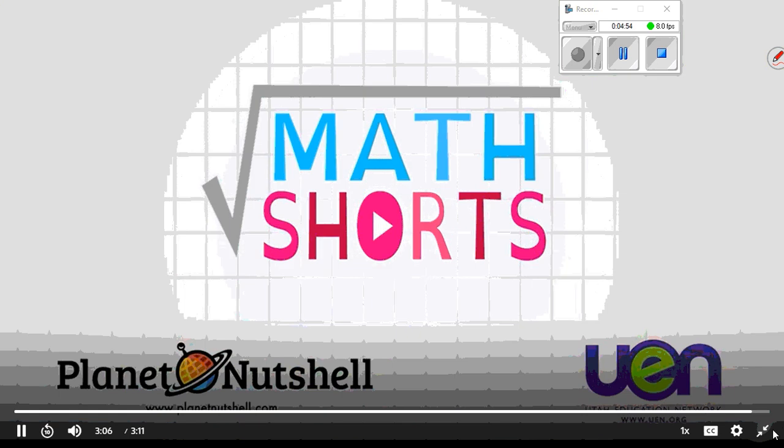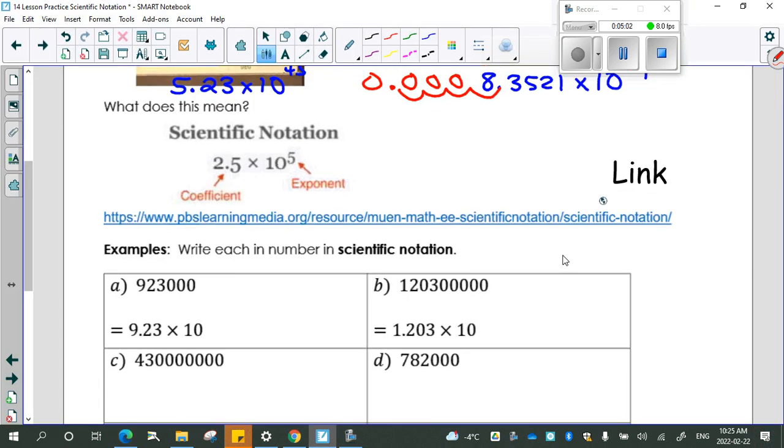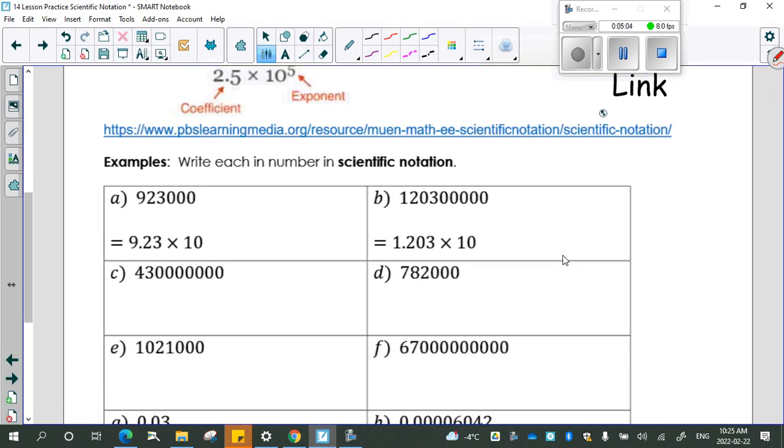Okay, so extreme numbers, being very, very big or very, very small, is where you'll use scientific notation most often. So in this first example here, we're going to write each number in scientific notation. And this one gives you a little prompt here.